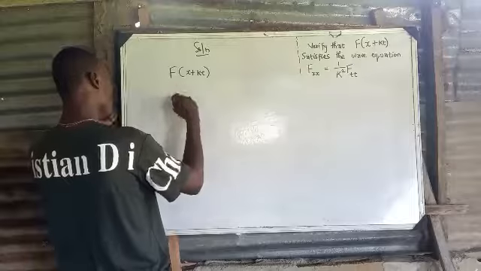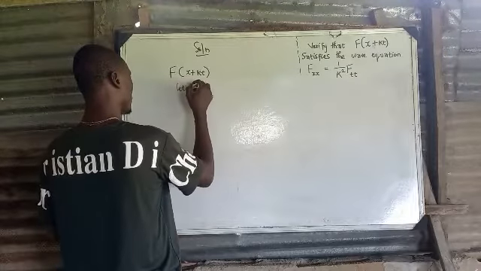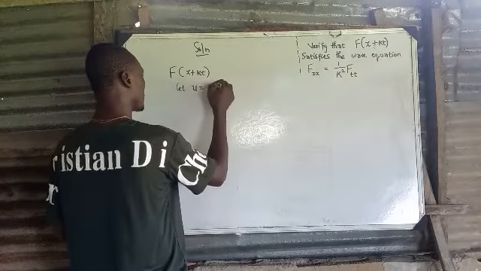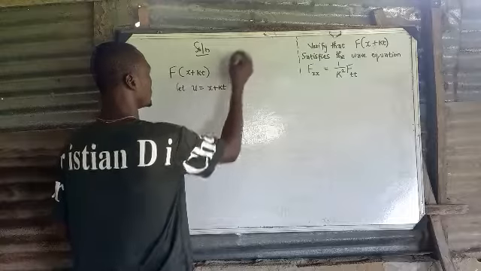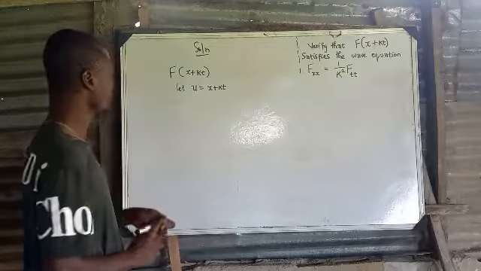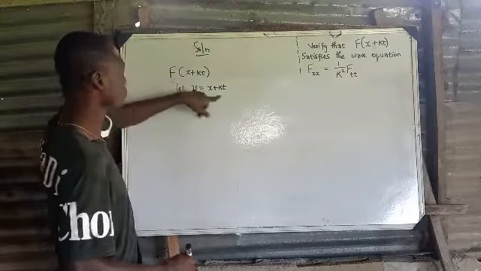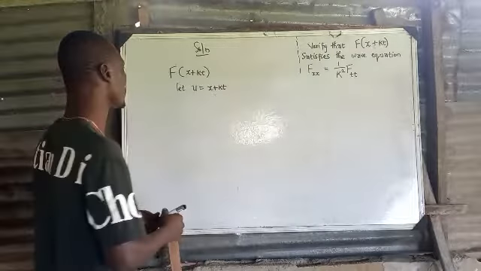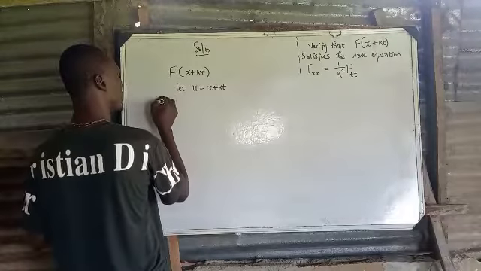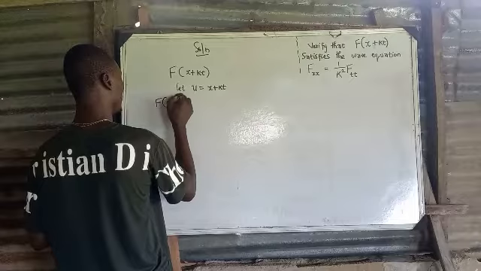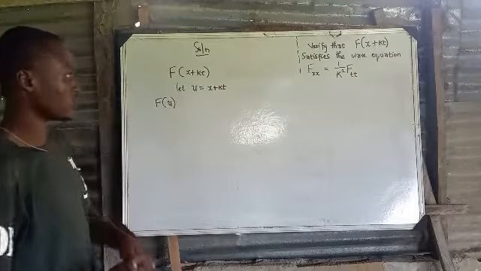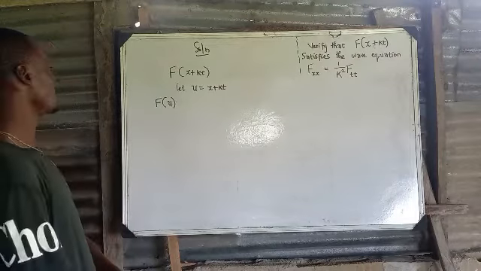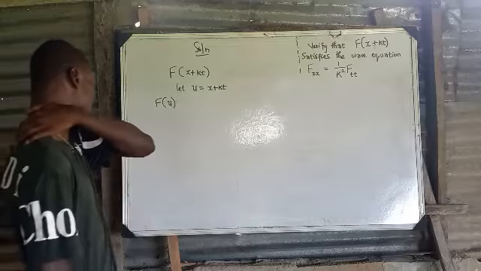So I'm going to use u. Let u be equal to x plus kt. So whatever is inside, I let u represent it, so that I will now have f of u. This is what I will now have. Now I will differentiate.